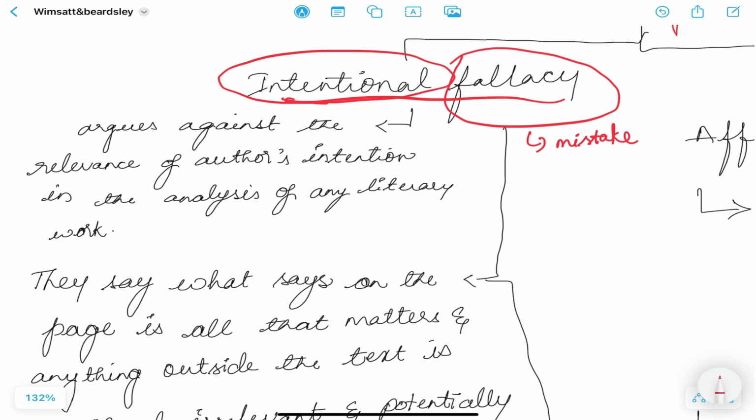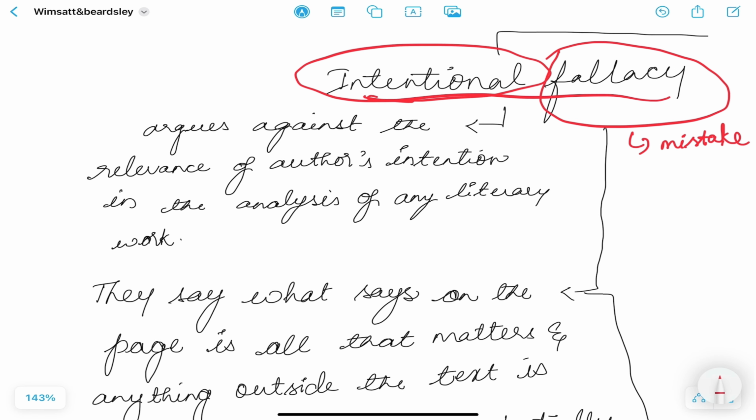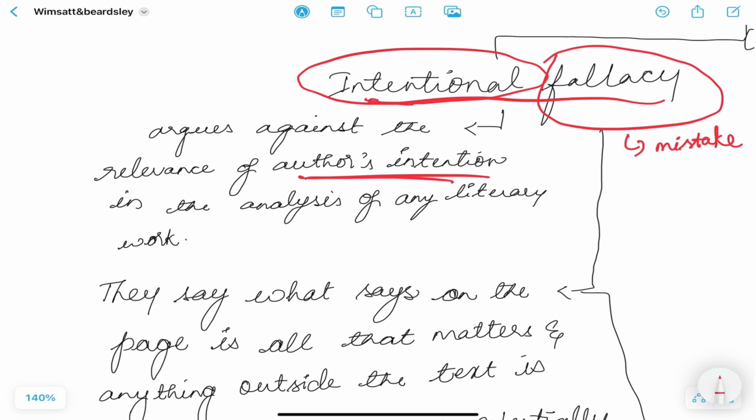They argue about the relevance of the author's intention in the analysis of any literary work; they argue against the intention. For example, when you read a book, we as literary students are trained in such a way that we always go to the author and think about his intention while writing a text.